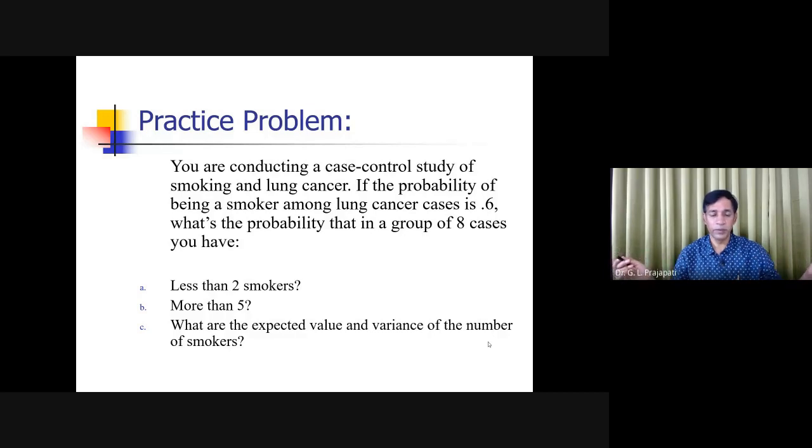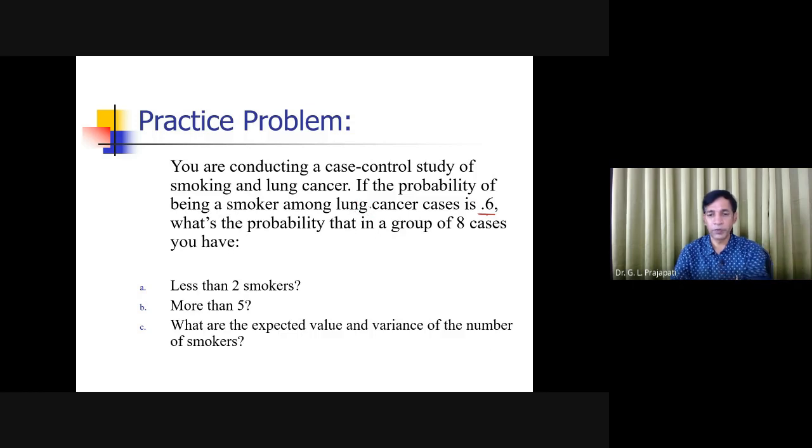So there are some patients having lung cancer, okay, and people are observing whether this lung cancer is due to smoking or not. So this is the case. You are conducting a case control study of smoking and lung cancer. If the probability of being a smoker among the lung cancer cases is 0.6, the probability of being a smoker means the person who is having the lung cancer.